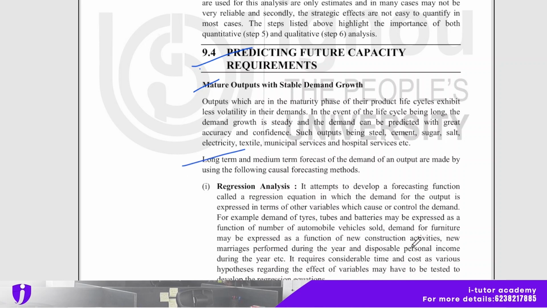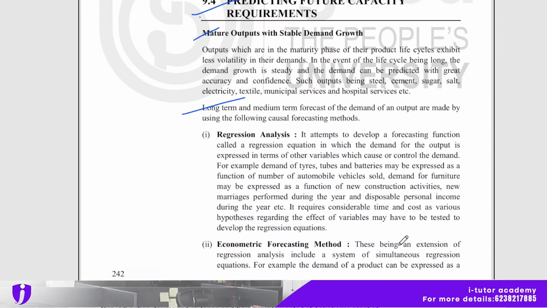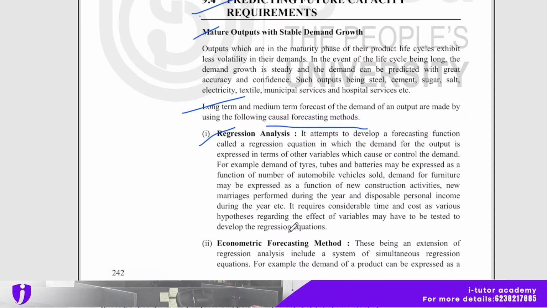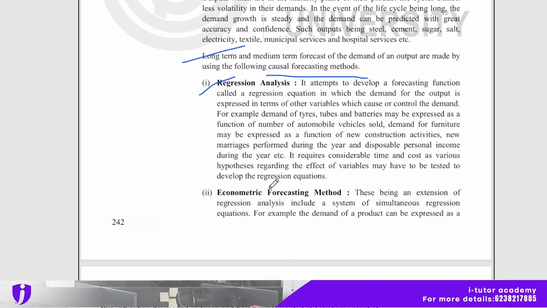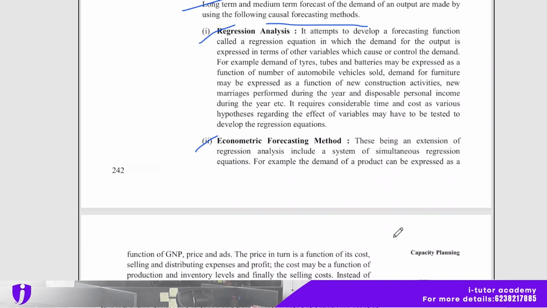Long-term and medium-term forecasts of the demand for an output are made by using the following causal forecasting methods. First is regression analysis. It attempts to develop a forecasting function called a regression equation, in which the demand for the output is expressed in terms of other variables which cause or control the demand. An example is here.